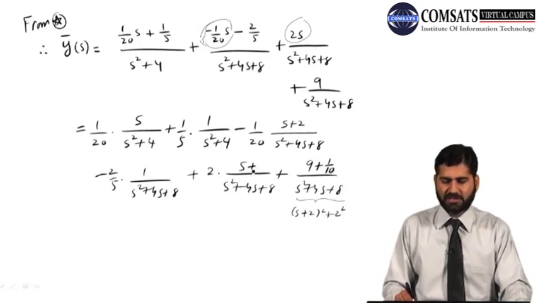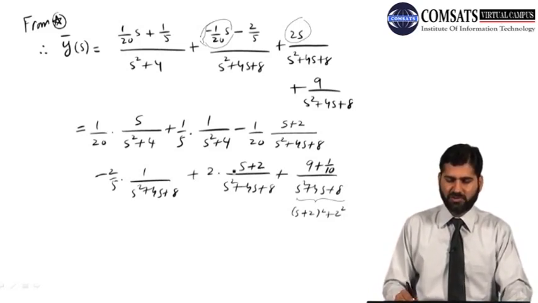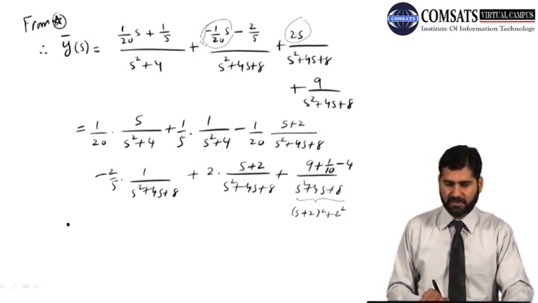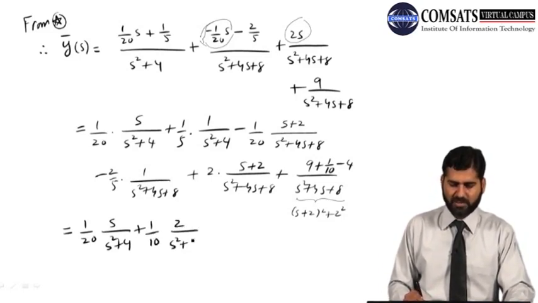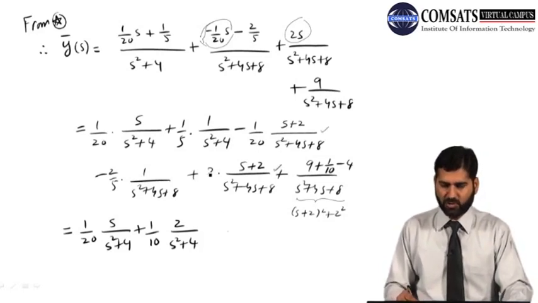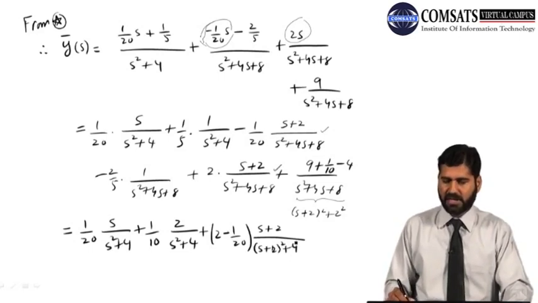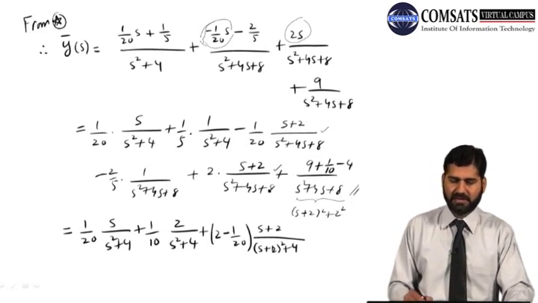Similarly, this S should be S plus 2. So this S plus 2 is 4. 2 times 2 is 4, so I can subtract 4 from here. Now I have almost everything, because you got 1 by 20 S over S square plus 4, this will have an inverse, plus 1 over 10 and 2 over S square plus 4, this will have an inverse. So you got 2 minus 1 by 20, so plus 2 minus 1 by 20, this is S plus 2 over S plus 2 square plus 4, and then you can combine this term and this term.